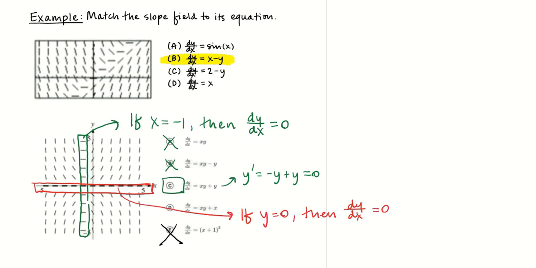But this is the typical multiple choice problem, match the equation to the slope field, match the slope field to the equation, something like that. And that's all I got for you for this video.